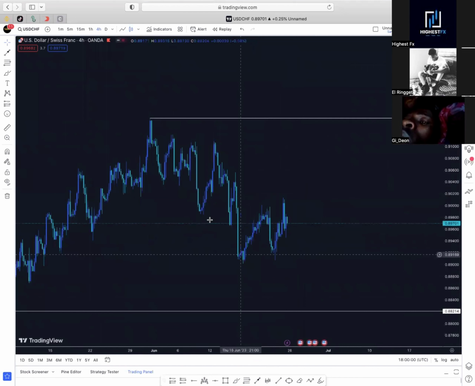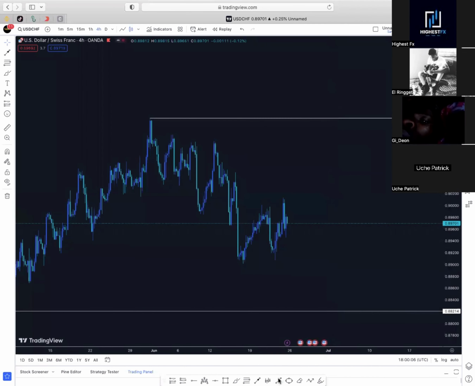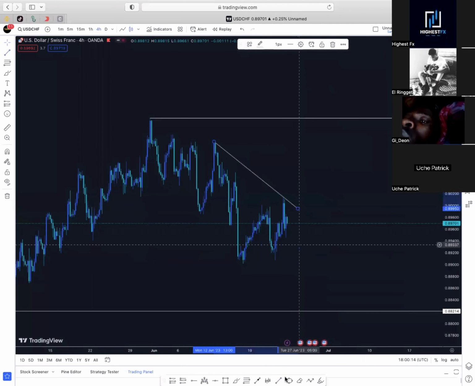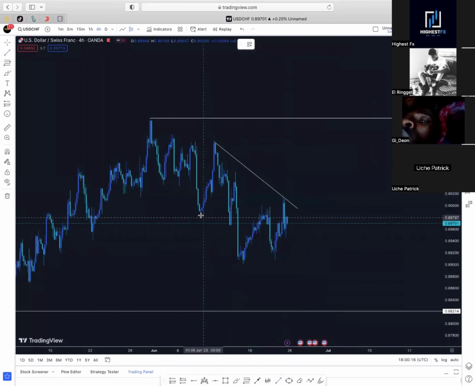You can decide to plot the whole of the running channel structure. You can decide to plot only the price pattern. It depends on you. But for me, I don't want to confuse myself, so I'm going to plot the whole of this. We have 1, 2, and then we have 1 and 2.